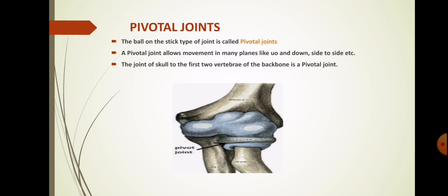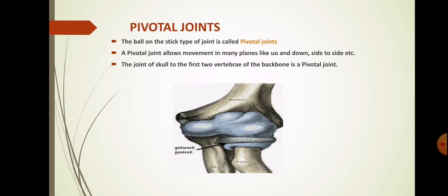If you talk about your skull, the skull is joined to the neck. The skull is joined to the upper two vertebrae of the backbone, and that is nothing but called a pivotal joint. Means the pivotal joint is the skull and the first two vertebrae of the backbone. This is the location of your pivotal joint.